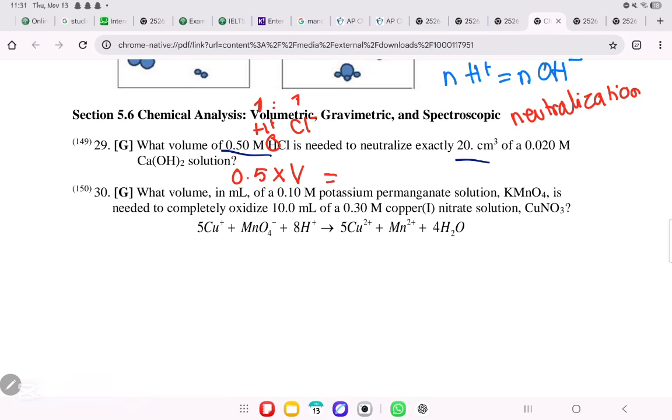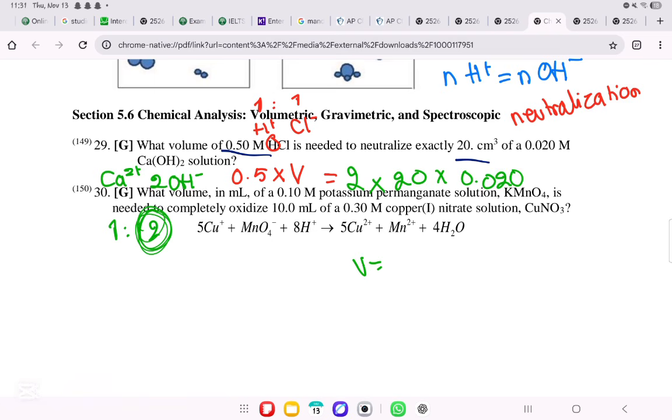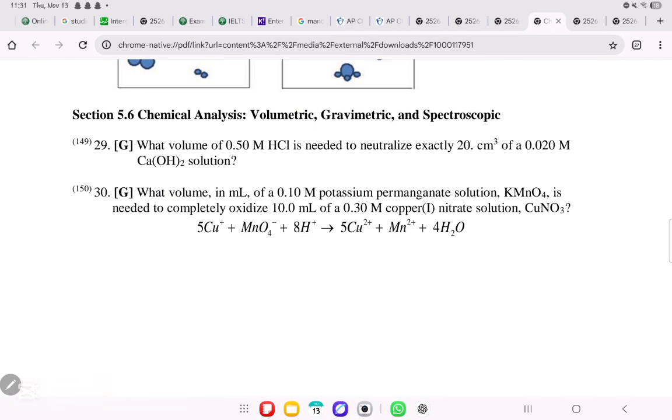is equal to the number of moles of OH-. Here, if I drew the ratio, Ca2+ to OH-, not balanced, so 1 to 2. So we don't forget, because we're dealing with OH-, to multiply by 2. So 2 times the volume, which is 20 centimeter cubed, times the concentration, which is 0.020, right? And so the volume is equal to 2 times 20 times 0.020 over 0.5, which gives my answer to be 1.6 centimeter cubed. That's it for 29. We move on to 30.